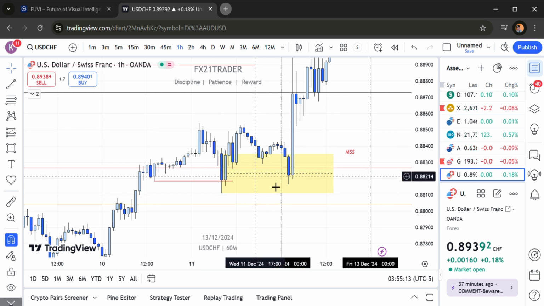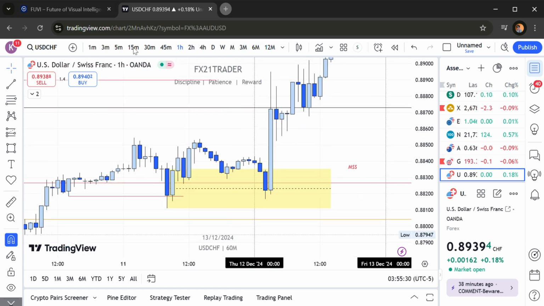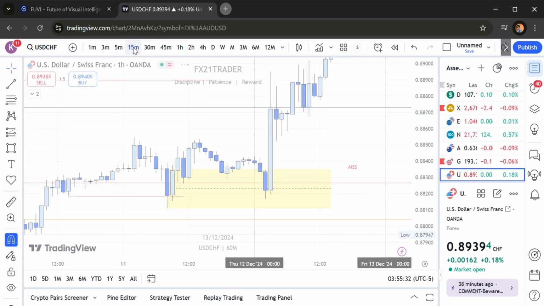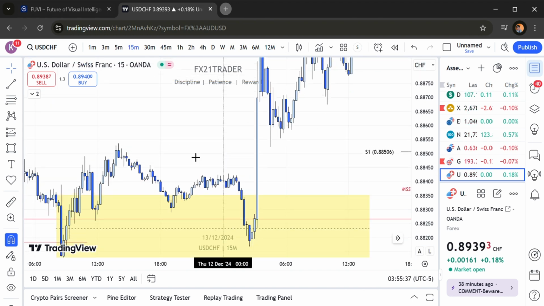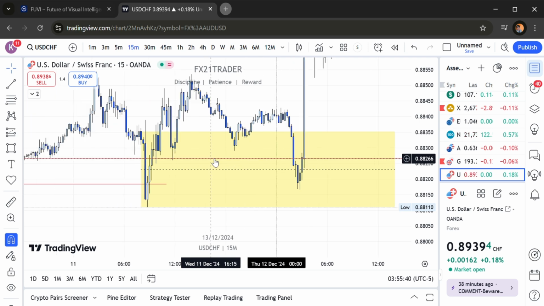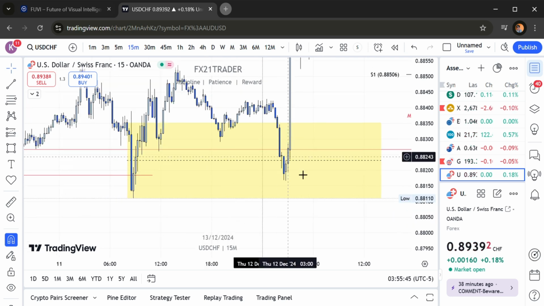As you can see, price respected the consequent encroachment. That's the middle of this order block. And at what time was this? During the London kill zone. So we would drop down to our 15 minutes. If you can see very well, we drop down to our 15 minutes. Potentially right here, I do not see where I can enter from very well.